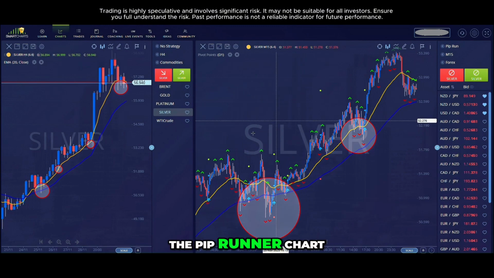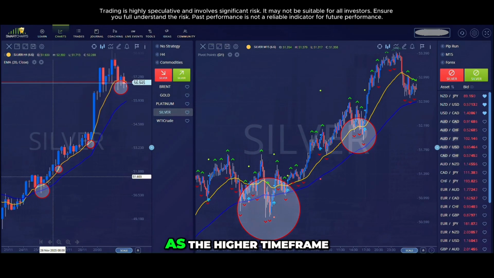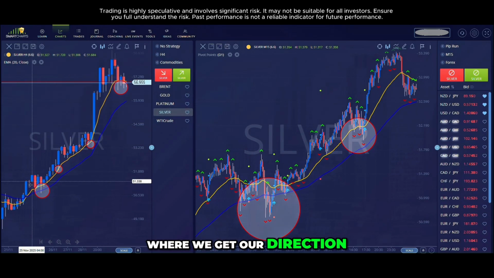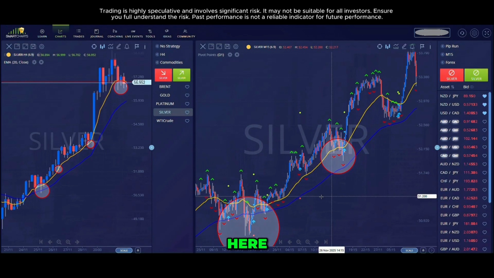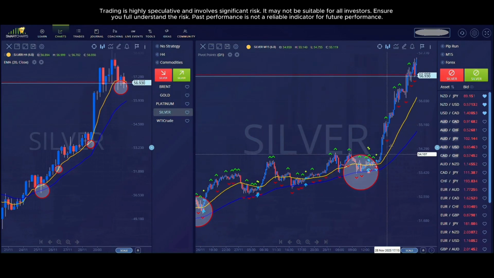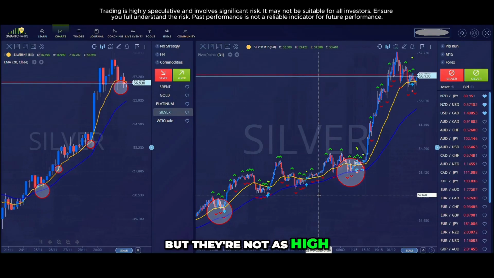Keep in mind the pip runner chart does not need to look as neat as the higher time frame. The higher time frame is where we get our direction. Once we've got that direction, we commit to being buyers or sellers, and you would have done so here, here, here, and here. The signals in between are okay, but they're not as high quality as we look for. It's not about it winning or losing. Is the quality high enough?